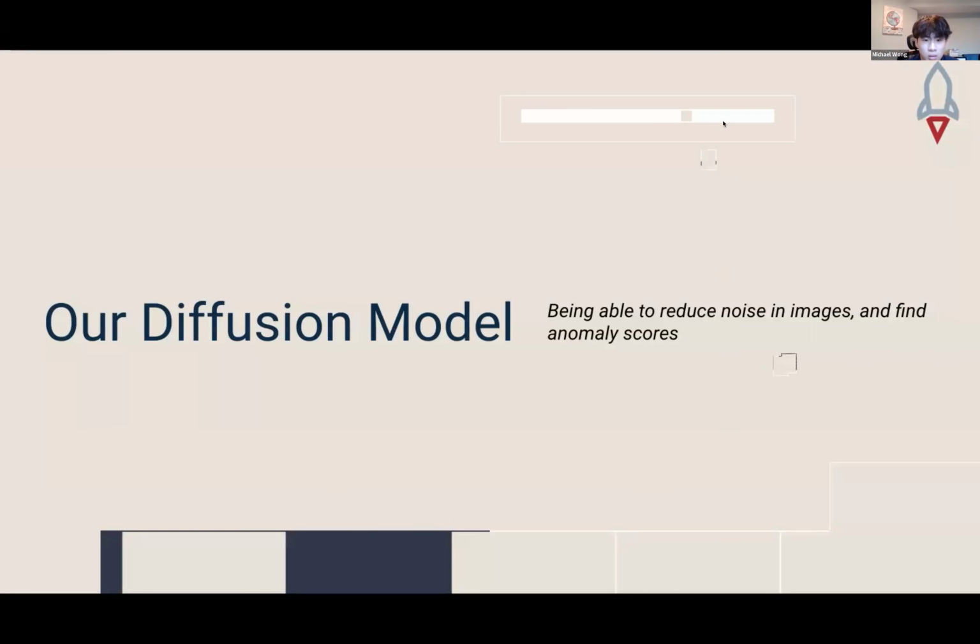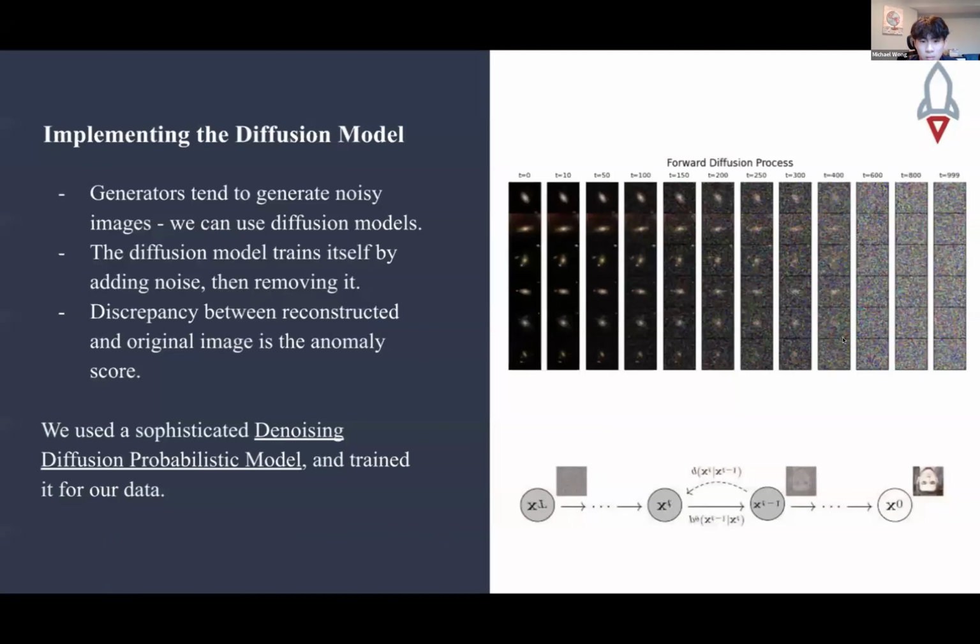So we use a diffusion model to be able to reduce noise in images and find the anomaly scores. How we implemented the diffusion model is that the generator tended to create more noisy images and removed a lot of important background features present in the original galaxy image. The diffusion attempts to add noise to the image and denoise the image through a reverse diffusion process, and we can see that on the right for the forward process. This allows it to learn the normal distribution, like size and color, in order to generate galaxy images. We can use this later on to find the discrepancy between reconstructed and original images to be calculated as the anomaly score.